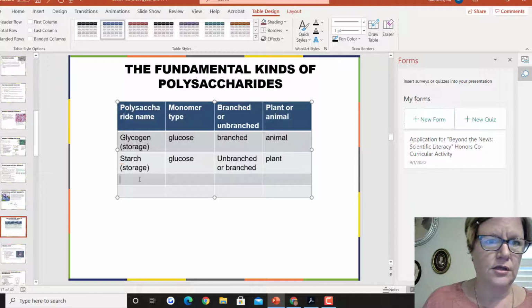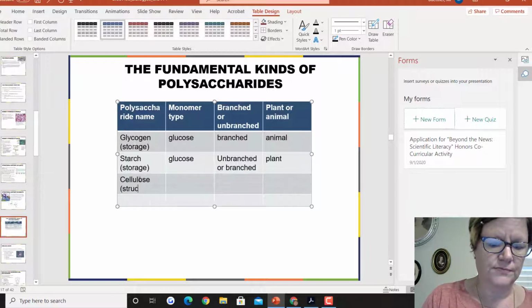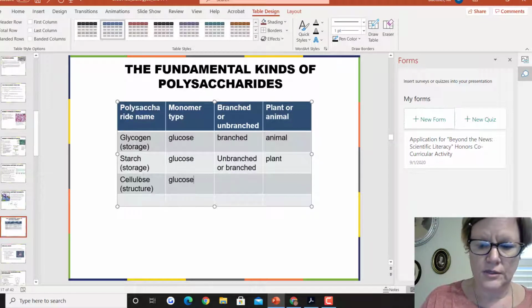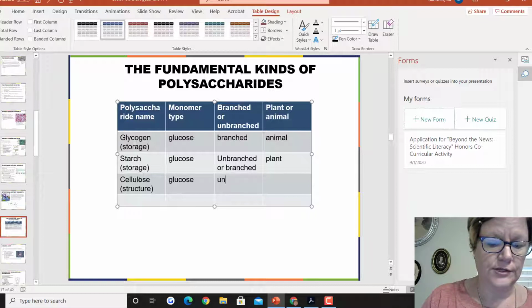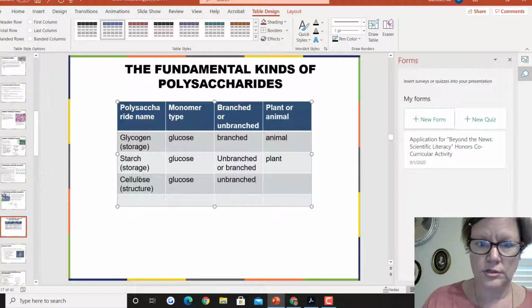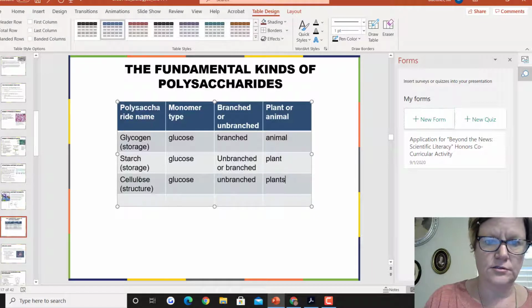All right. Now for your structural polysaccharides, you have cellulose. So that makes up the structure, remember, the cell wall of the plants. And that's made up of glucose. And cellulose is unbranched. And that is plants. And then the other structural one is chitin.